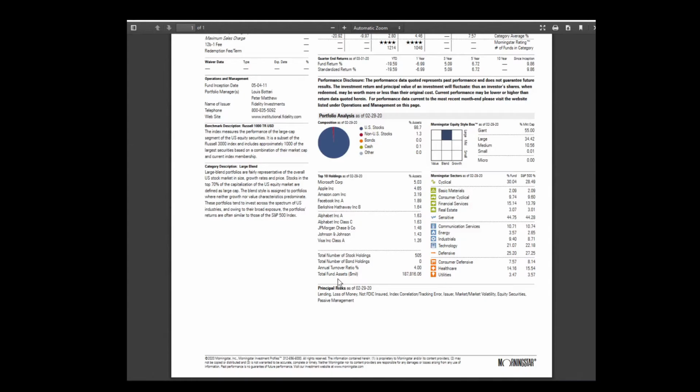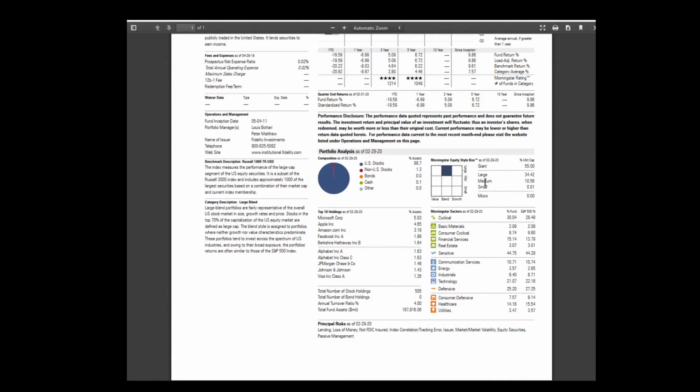And then total fund assets. This is in millions of dollars. So if you want that quick math, that's 6 million, tens of millions, hundreds of millions, billion. So this is $187 billion. And of that $187 billion, 5% is in Microsoft. So you can do that math and see how much money they have in each one.